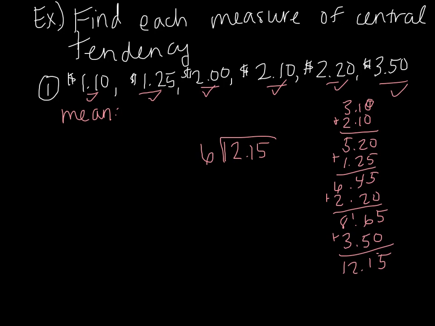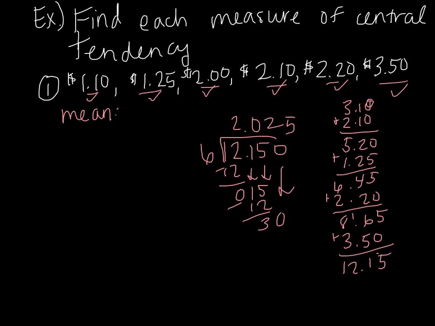6 goes into 12 2 times, exactly. Then I bring up my decimal point. Bring down my 1. Does 6 go into 1? Nope. Okay, let's bring down our 5. 6 goes into 15 2 times again, minus 12. I'm going to get 3 left over. I'm not going to do a remainder 3. I'm going to add another 0. How many times does 6 go into 30? Goes in there 5 times.